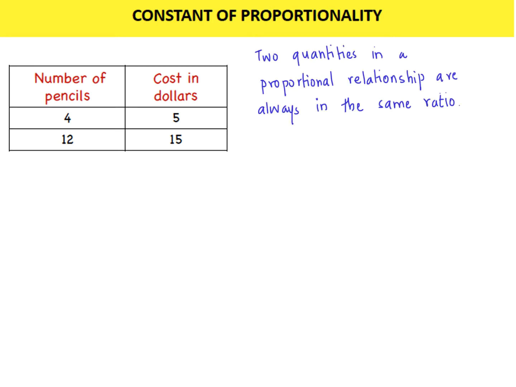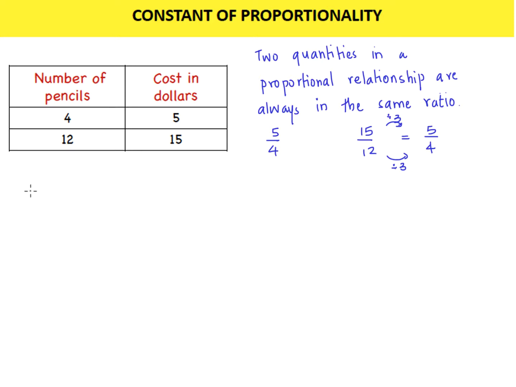In this case, we can write the ratio as 5 to 4 for the first row. And if you simplify the second row, let's take 15 over 12, and if you divide both top and bottom by 3, that also simplifies to 5 over 4. So this ratio, which stays the same in a proportional relationship, is basically the constant of proportionality.